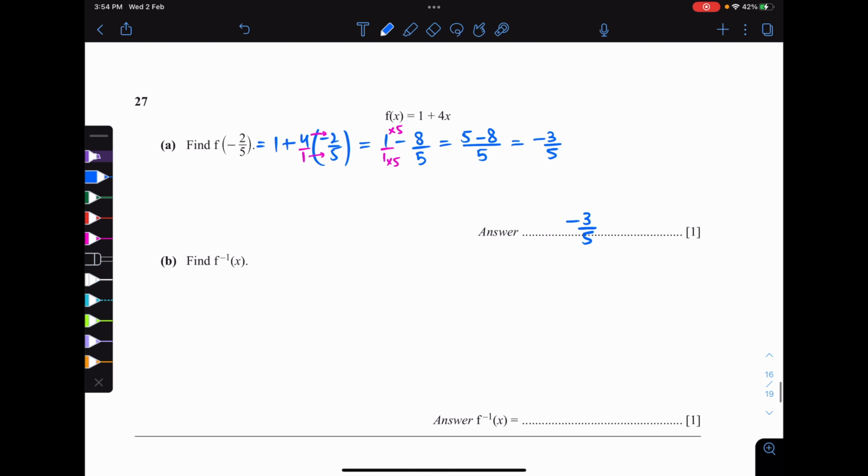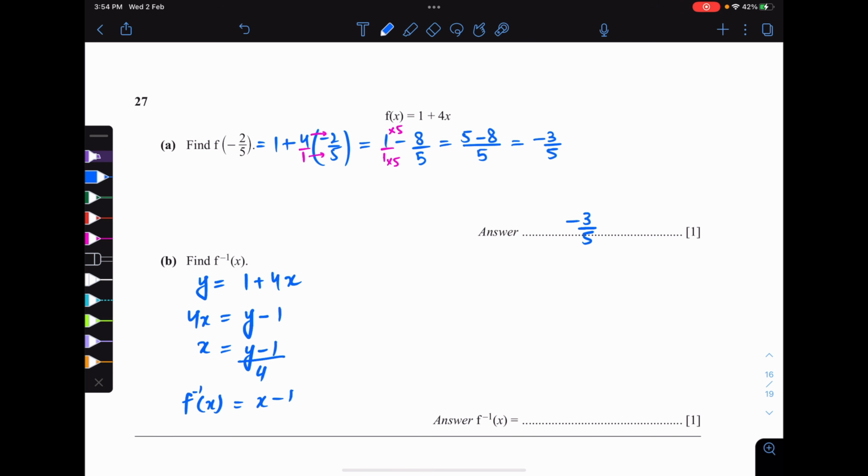All right, for f inverse of x, we're going to have a very simple step. y is equal to 1 plus 4x. 4x is equal to y minus 1. x is equal to y minus 1 over 4. And now you have f inverse of x is x minus 1 over 4. So this is x minus 1 over 4.